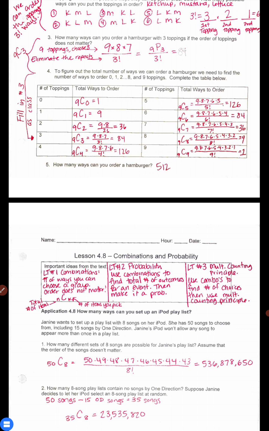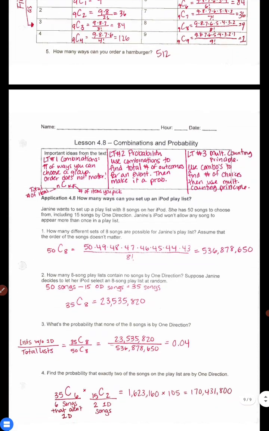They did 9C3 and got 84. That's the one that we just did. So that's 9 options. You're putting 3 toppings on your hamburger, and so on, all the way up to the very end where somebody orders a burger with all 9 toppings on it. Well, if I add together all these different burger combinations, I get that there are actually 512 different ways that you could build your hamburger. So Wendy's actually sold themselves short.